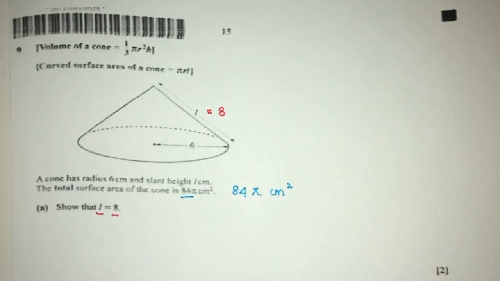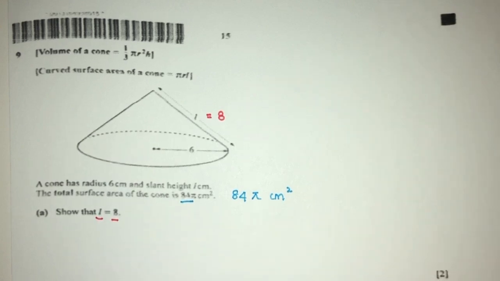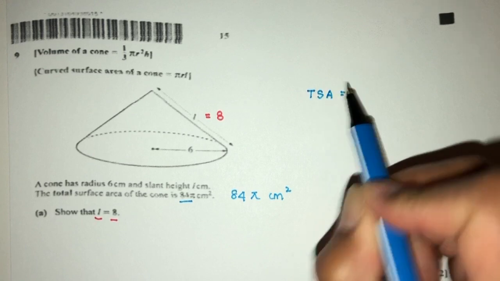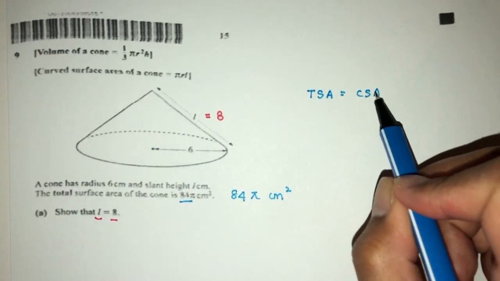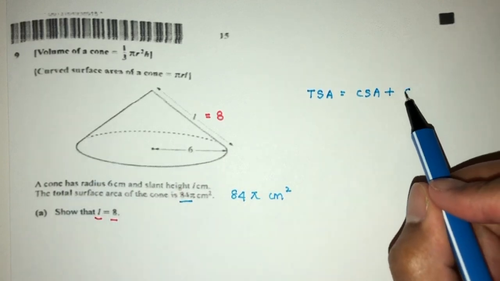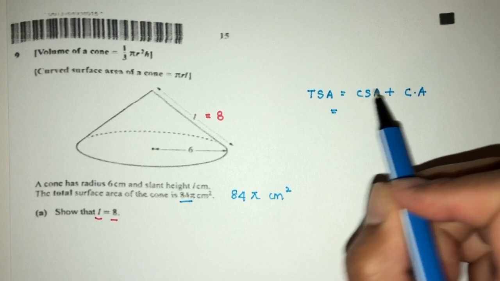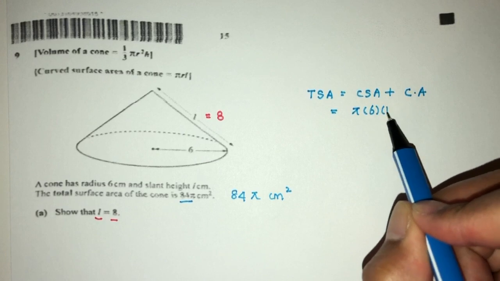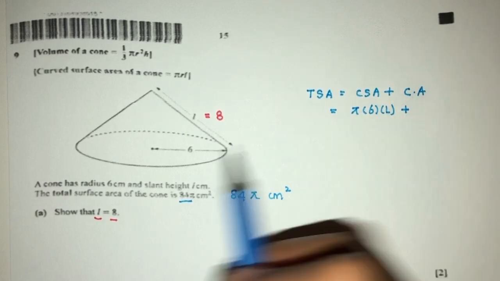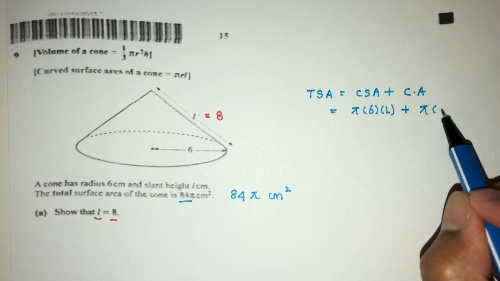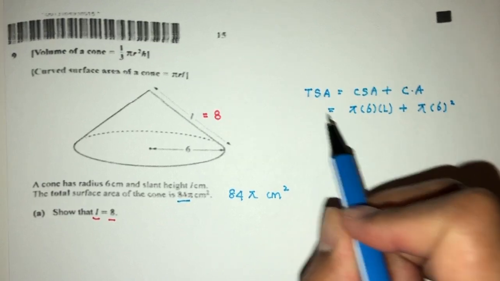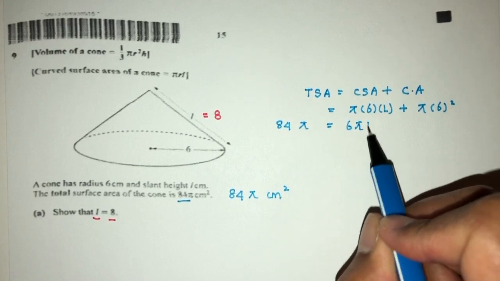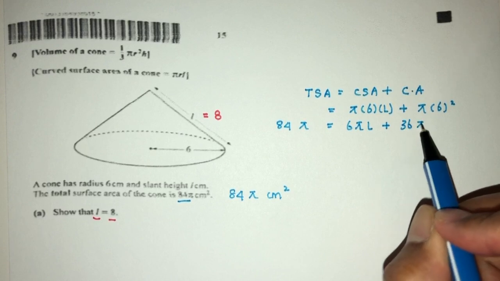Now, how would you find the total surface area of this shape? As you can see, we have to use two parts. The total surface area will be the curved surface area plus the base area, which is the area of a circle. So the curved surface area is given by pi R L, where R is equal to 6 and L we don't know, and the circle here will be pi R squared, that should be 6 squared. So that will give you, TSA is given to you by 84 pi, that will be 6 pi L plus 36 pi.